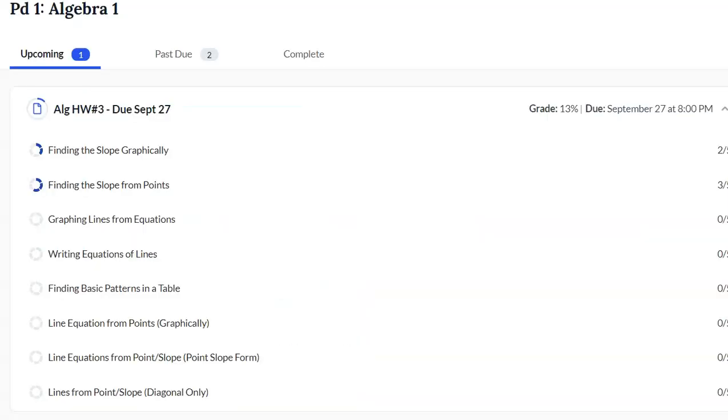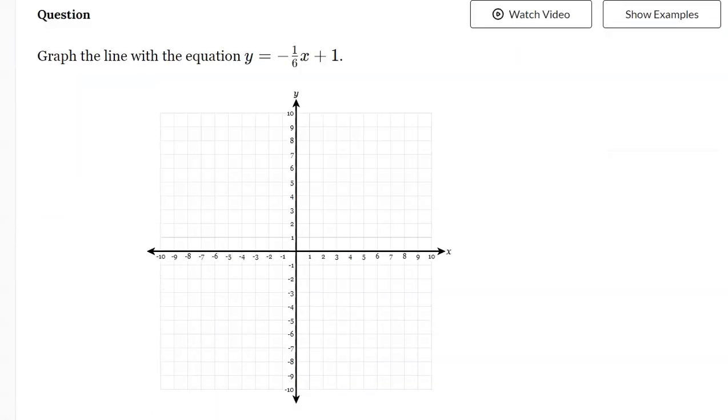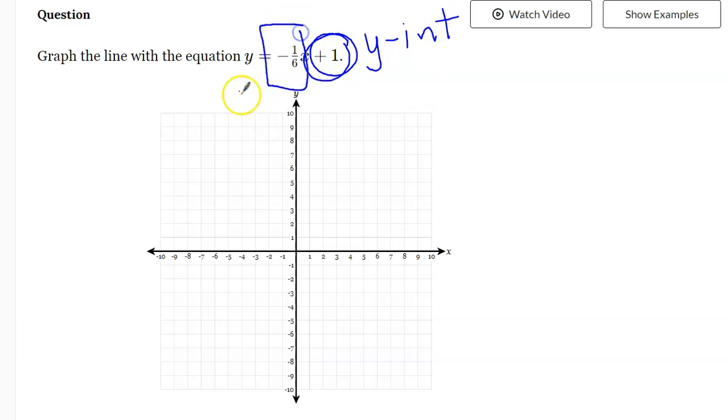Let's take a look at the next topic, graphing lines from equations. In order to graph a line directly from an equation without making a table, you need to identify a starting value, which is known as the y-intercept, and you need to identify a set of directions, known as the slope, to get you to other points on that line. The y-intercept is where you start drawing your first point. You go to the y-axis, to this number, and you click to make a point.